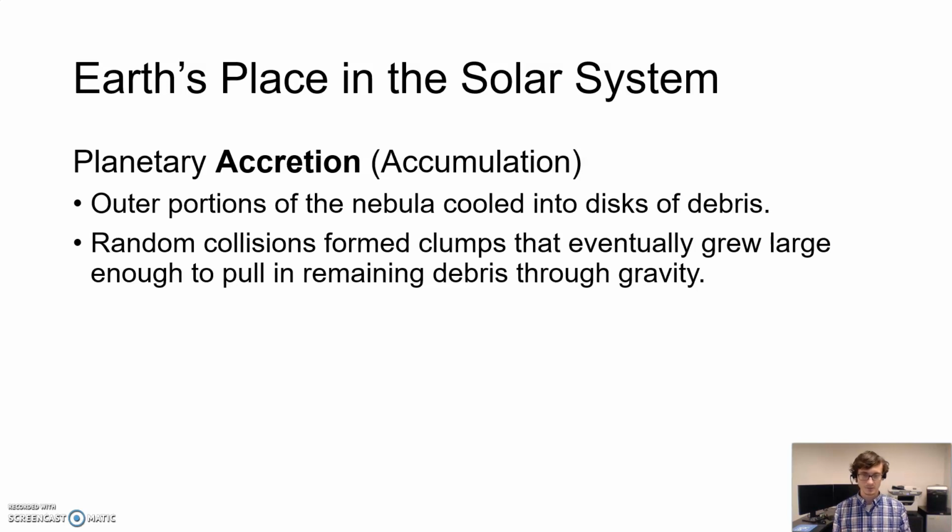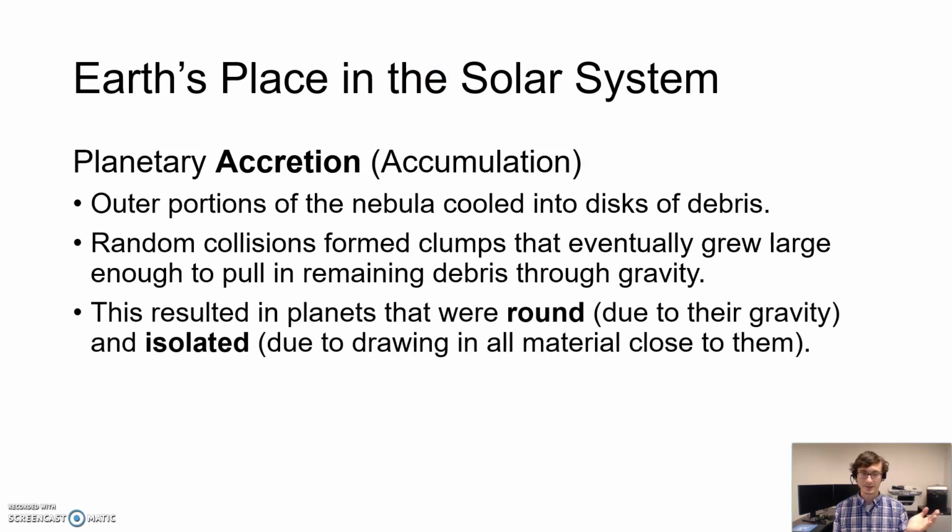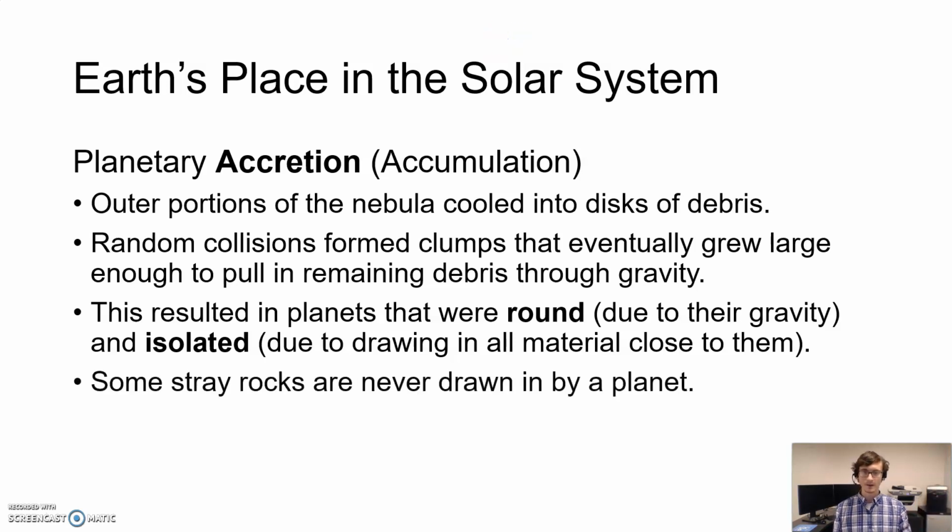They cause the material to clump up and grow larger and larger, and through gravity take in all the little loose debris around it. The result of this, if this theory is true, we would expect planets which are round, which they are, and isolated from one another, not super close, which again we find to be true.